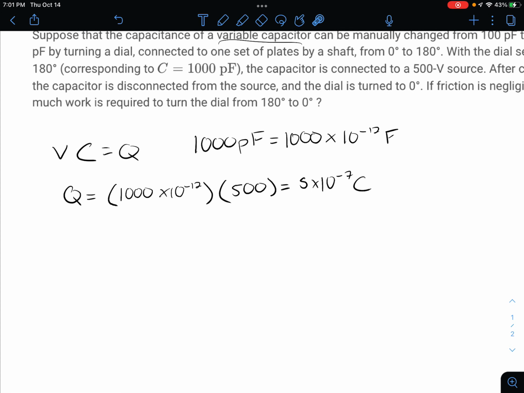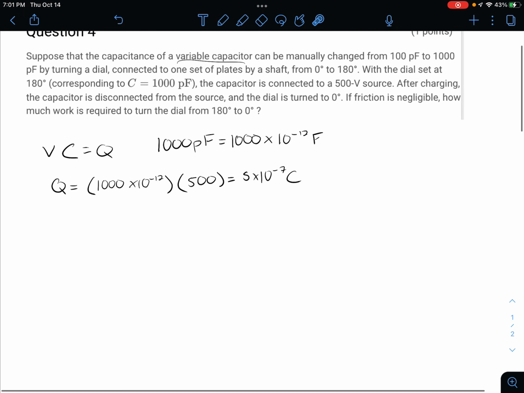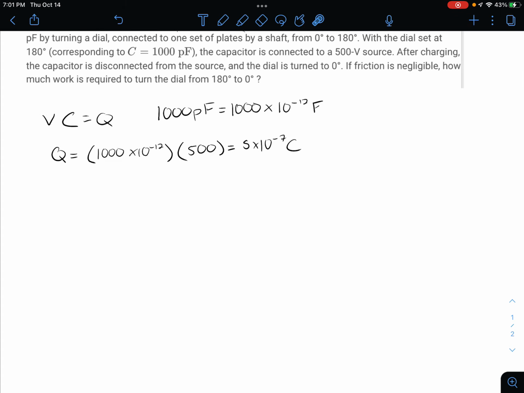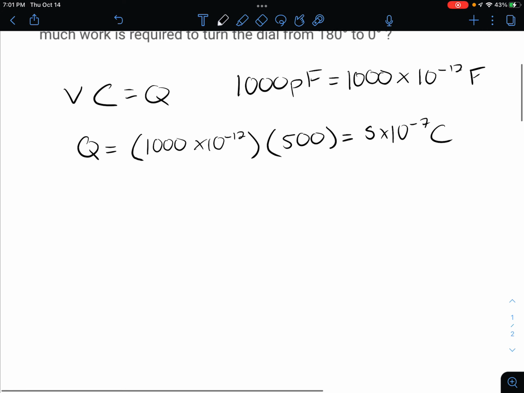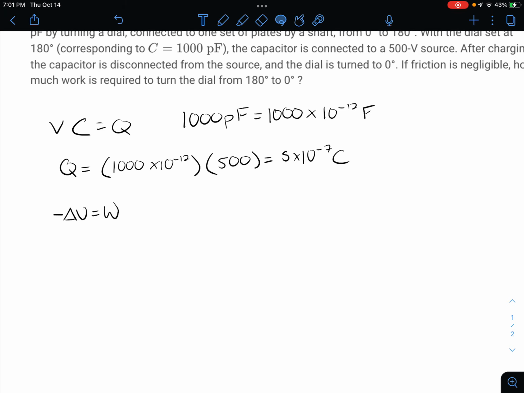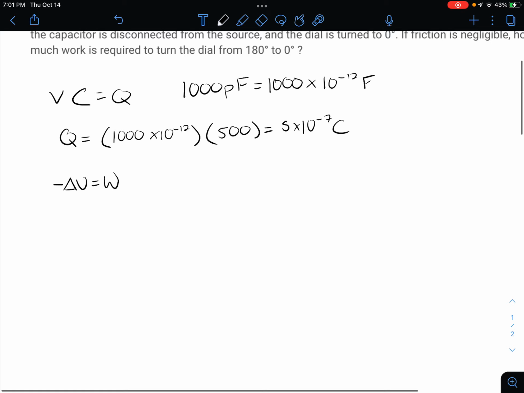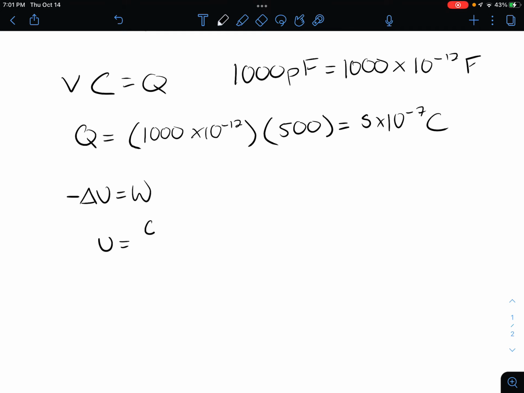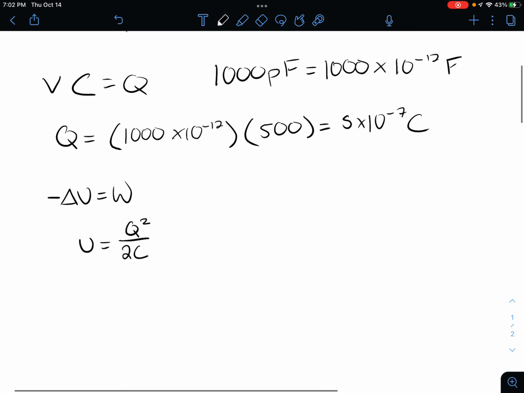So now we have the charge of our system, and then it's disconnected from the source, so it's not being charged anymore. So now when we change our capacitance, that's just going to be changing our potential, and that's what's going to change our potential energy. And we know that negative delta U is our work, right? So if we can find our initial potential energy and our final potential energy, we can use that to calculate the work. So the potential energy of a capacitor is going to be given by Q squared over 2 times the capacitance, right?